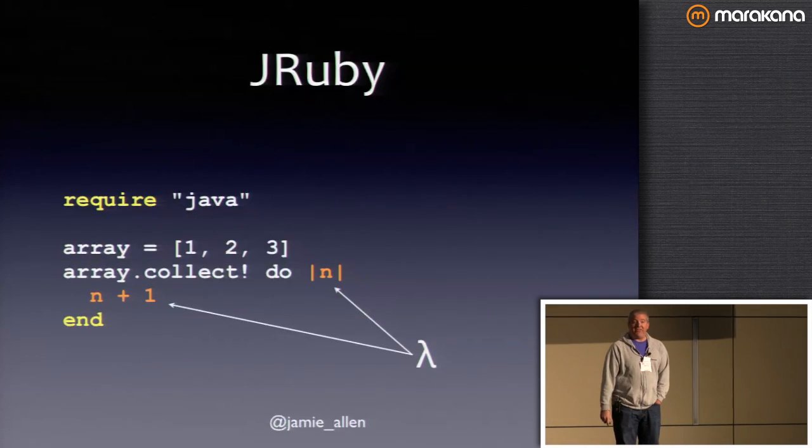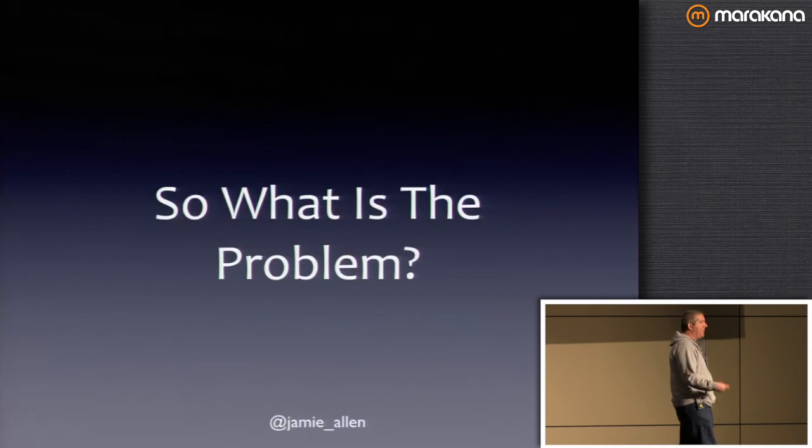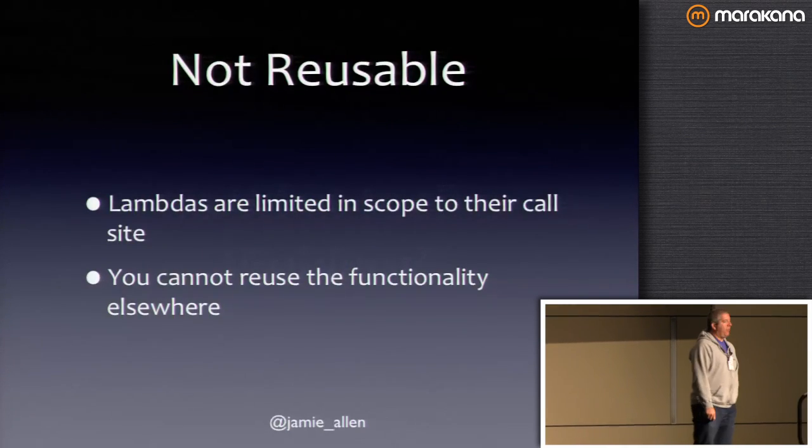These are very, very basic, very simple Lambdas. But in each language, you can see how there's a similarity to them. So what is the problem?